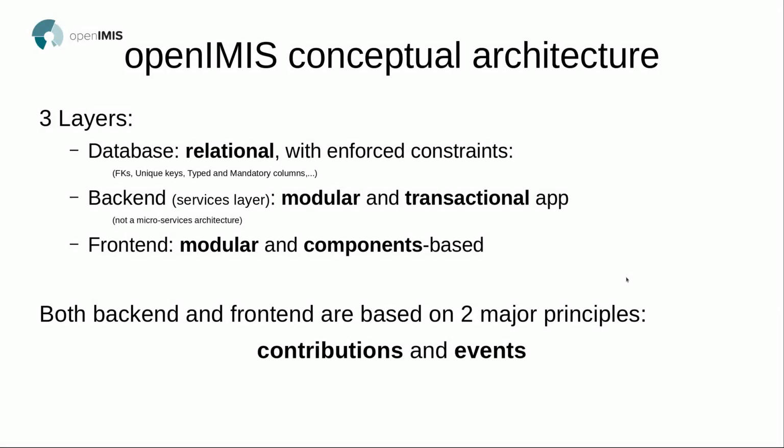openIMIS is a classical three-layers software. So it's made of a database layer, which is a relational database with enforced constraints. We do use foreign keys, unique keys, mandatory columns, and all of that. The backend or service or API layer is a modular and transactional application. So we are not into a microservices architecture. The frontend layer is modular and based on components. Both backend and frontend follow two major principles: contributions and events.